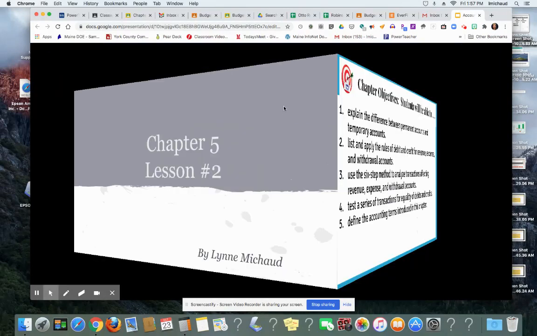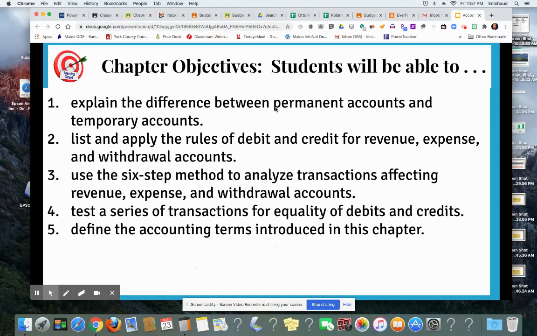So to extend your knowledge a little bit, the objectives: students will be able to 1. Explain the difference between permanent accounts and temporary accounts. 2. List and apply the rules of debit and credit for revenue, expense, and withdrawal accounts. 3. Use the 6-step method to analyze transactions affecting revenue, expense, and withdrawal accounts. 4. Test a series of transactions for equality of debits and credits. And number 5, define the accounting terms introduced in this chapter.